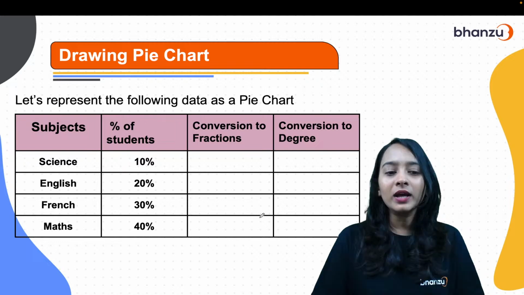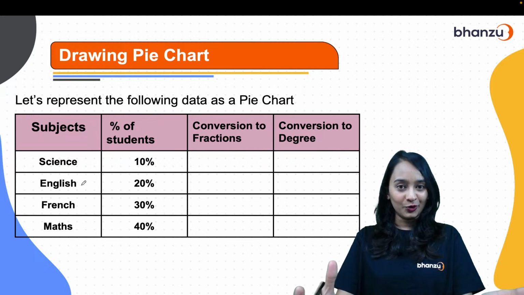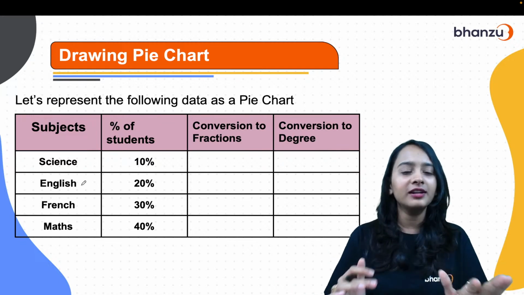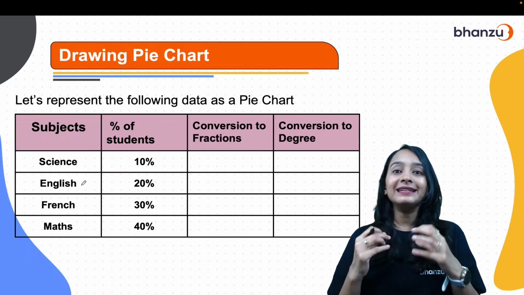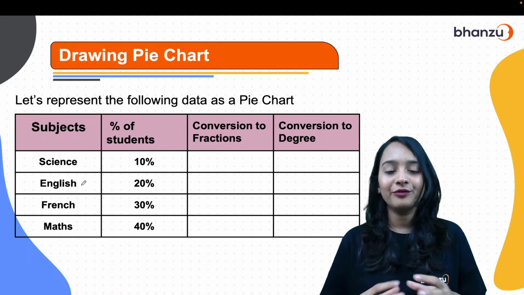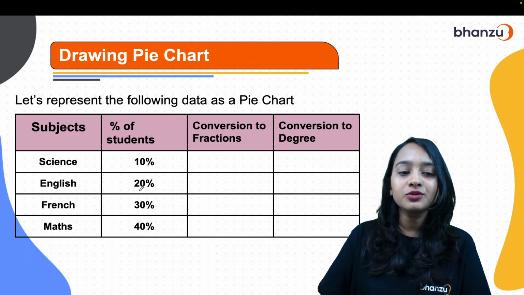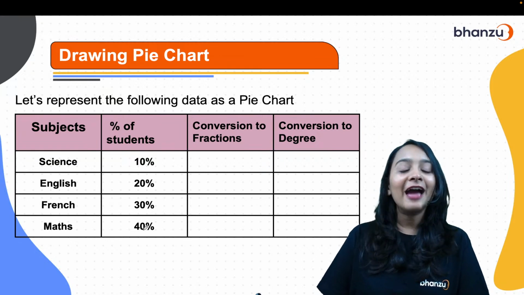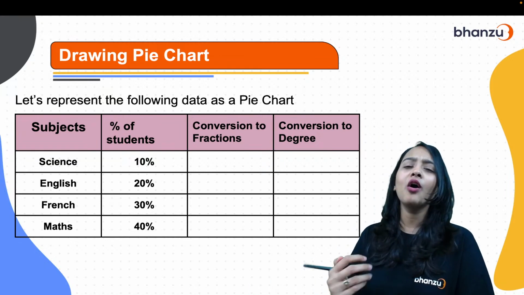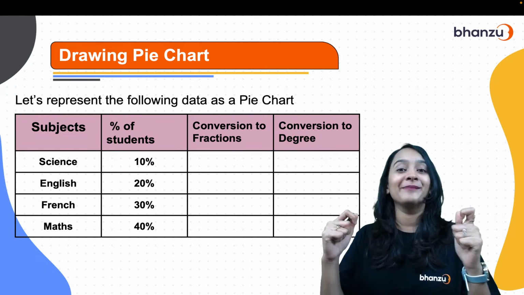Now there's one student just like you, there's one school just like yours, and I've gone around and asked, what is your favorite subject? 10% of the entire school told me science, 20% of the students said English, 30% said French, and 40% said mathematics. Obviously, mathematics has to be the favorite subject of the majority of them, right?